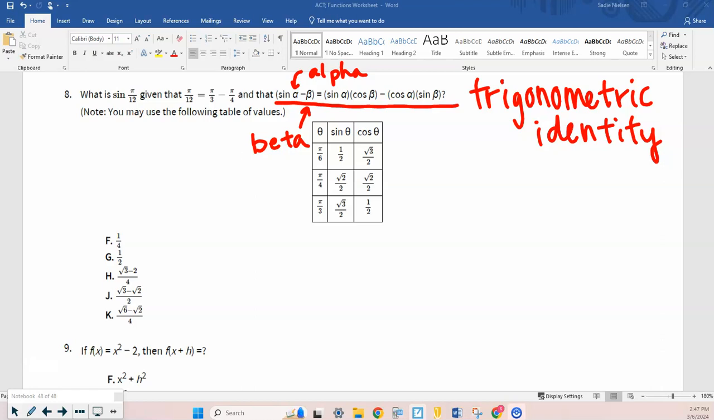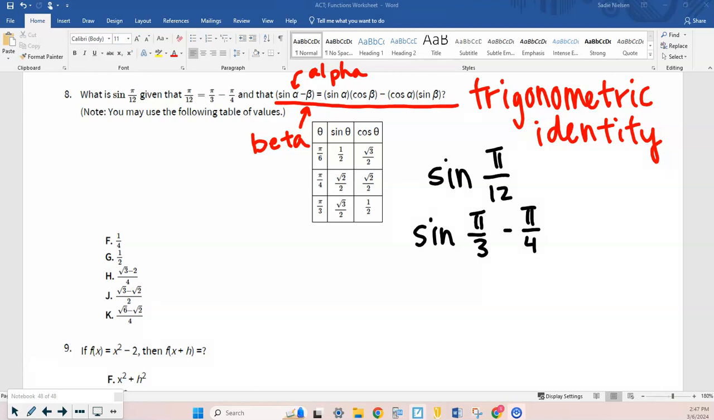So we're like, what do you want to know? Well, we want to know what this thing is equal to. Sine of pi over 12, okay? Now, what it tells us is that pi over 12 is pi over 3 minus pi over 4, okay? Now, if you're like, well, that is some really useless information, think about why would they give you that? What does that give you that helps you with the next formula in the problem?